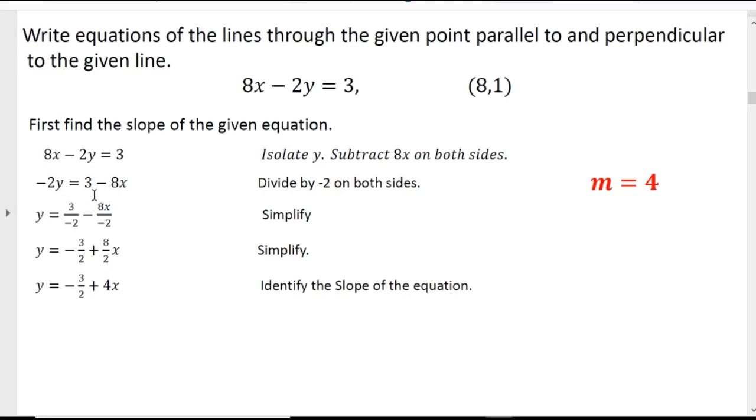So I'm going to subtract this 8x, and I end up with negative 2y equals 3 minus 8x. Next, we're going to divide by negative 2.